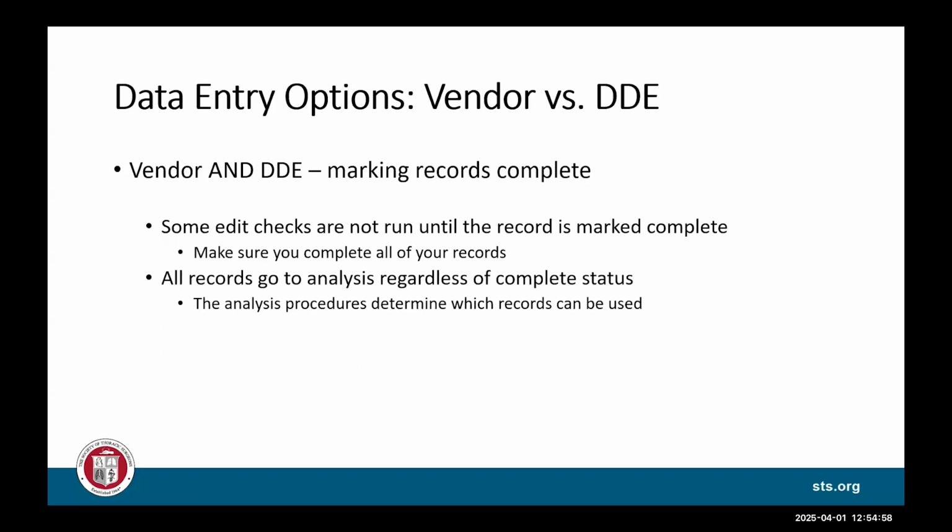All right. Now, whether you're working with a vendor or you're doing direct data entry, there's usually a checkbox in there somewhere saying that the record is complete. You've entered all the data that you can, and you think that you have everything in there and that it's correct. So you check it off as complete. That's important to do because for both the vendor and the direct data entry systems, there's certain data checks that they're not going to do until you say that it's complete.